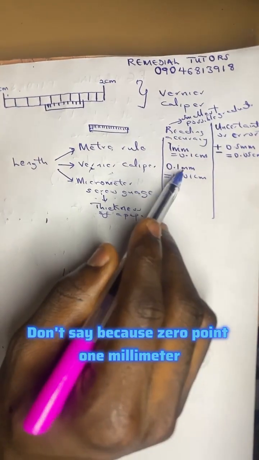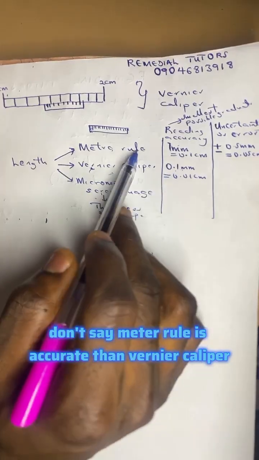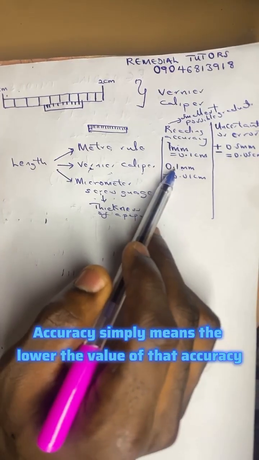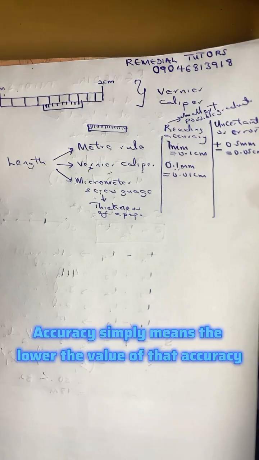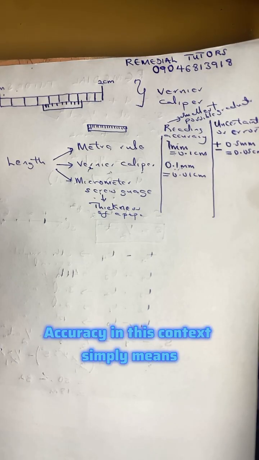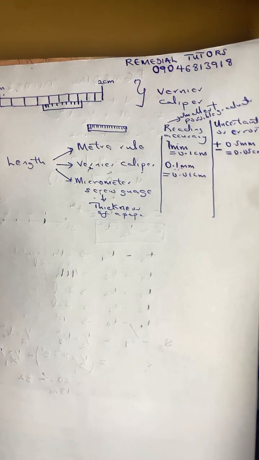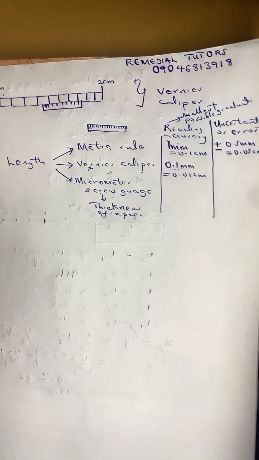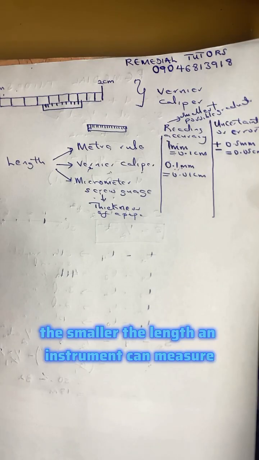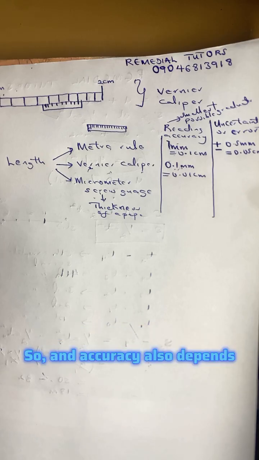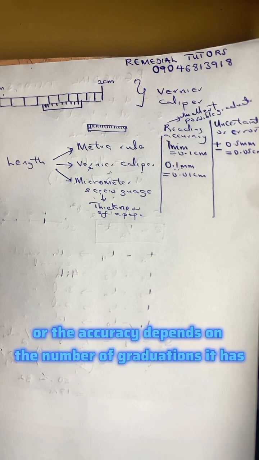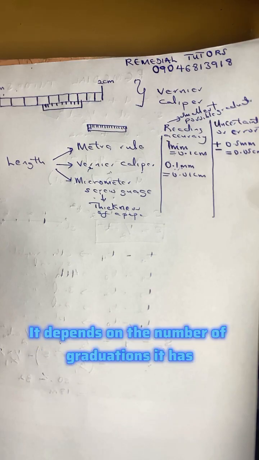Don't say that because 0.1 millimeter is less than 1 millimeter, the meter rule is more accurate than the vernier caliper. That's not the definition of accuracy. The lower the value of the reading accuracy, the more accurate the instrument is. Accuracy in this context simply means how small a length the instrument can measure. The smaller the length an instrument can measure, the higher the accuracy. The precision or accuracy of an instrument also depends on the number of graduations it has.